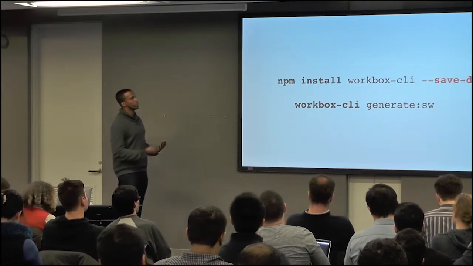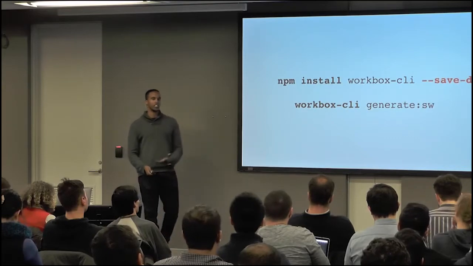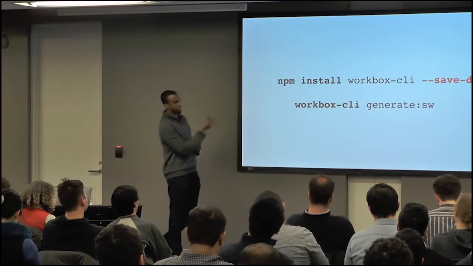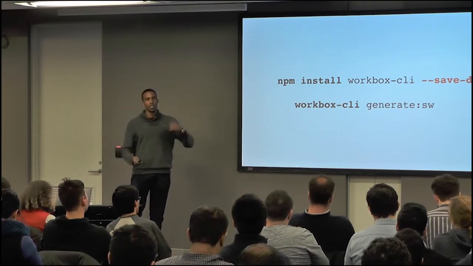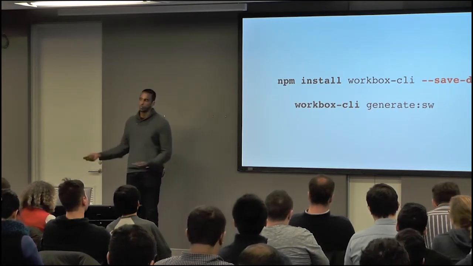So another thing you can do is install it as a dev dependency instead, and have the generate SW command as part of your build process. So every time you make a new build, your service worker will always be up to date.